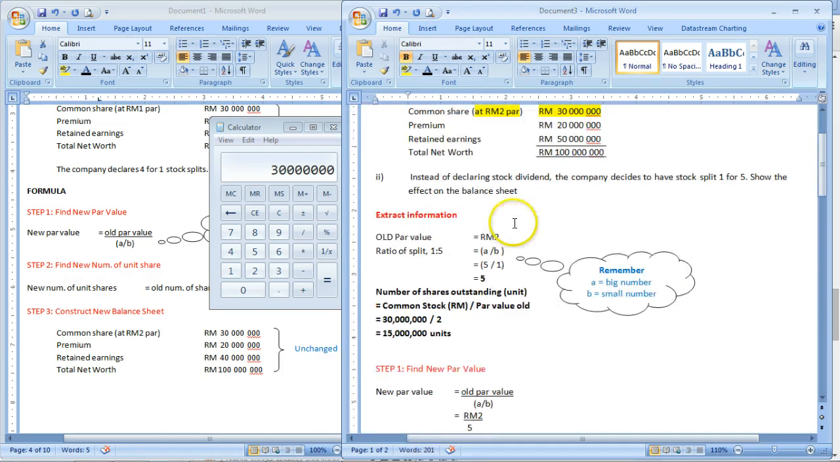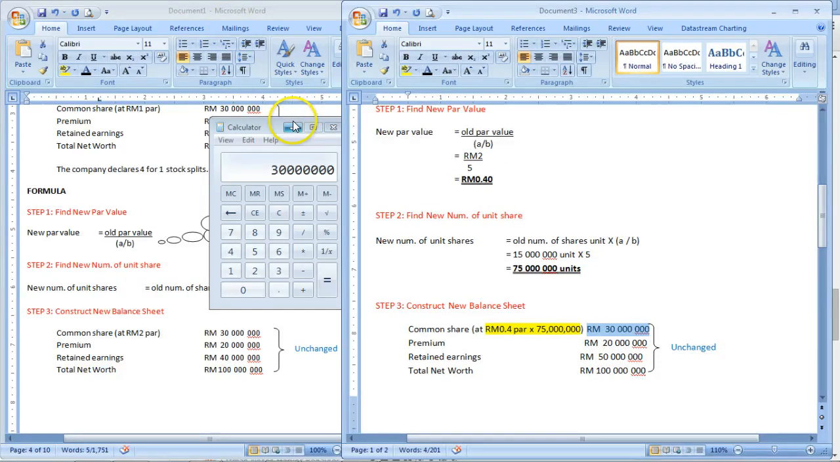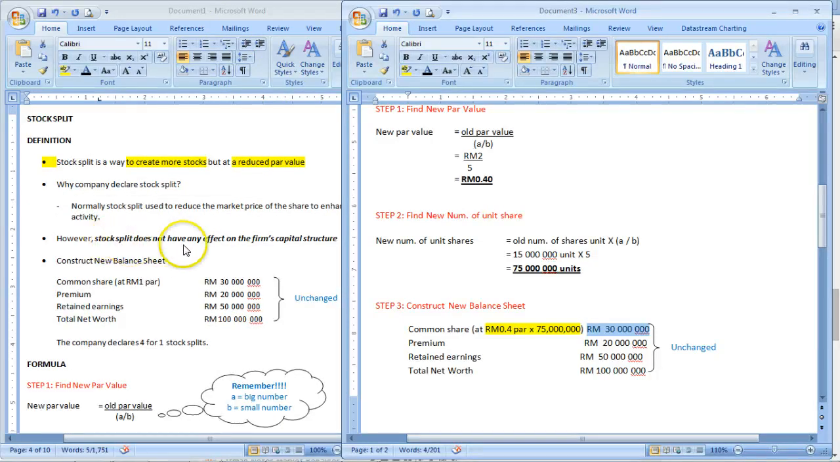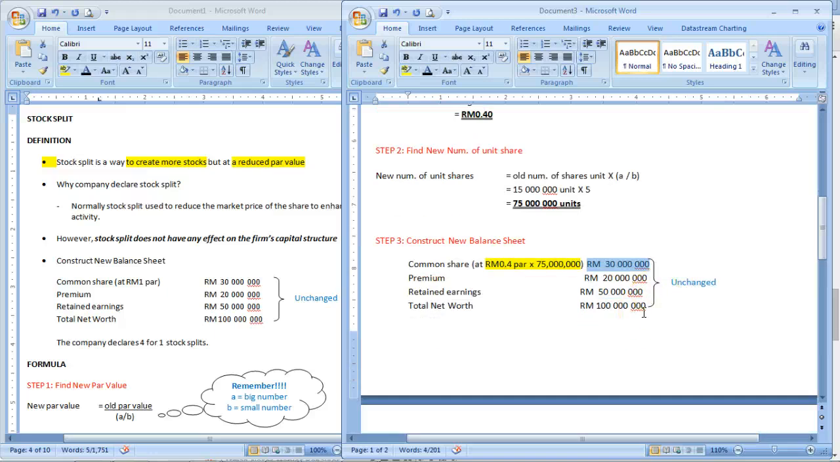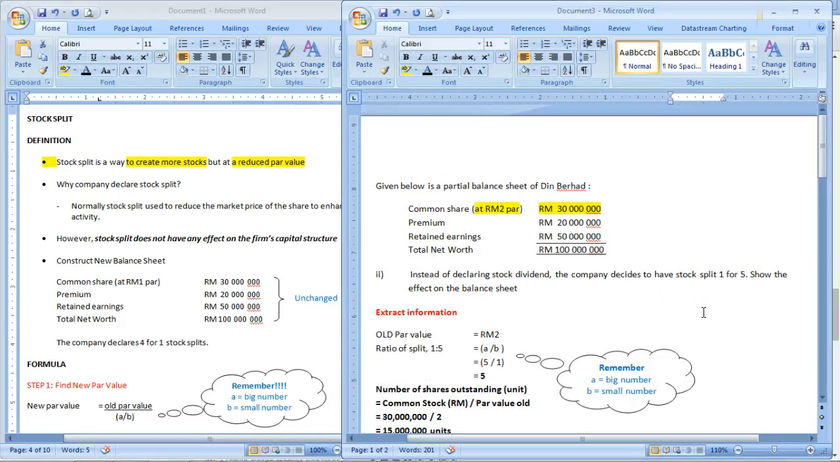This is RM2 with 15 million units of shares, you get RM30 million, but with RM0.4 par value and 75 million shares, your balance sheet still shows the same amount, and your premium and retained earnings will not be affected. Remember, as I told you, stock split does not have any effect on the firm's capital structure and your balance sheet as well. So make sure you maintain the amounts and do not change them. So that's all on stock split.